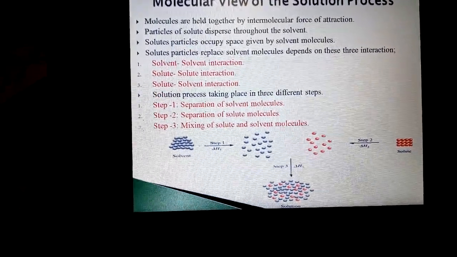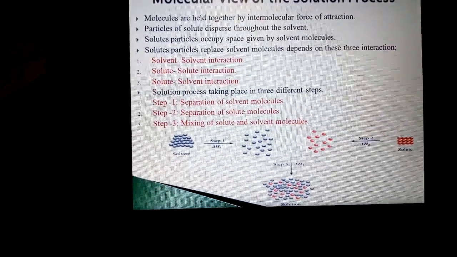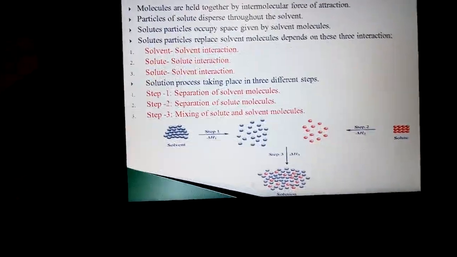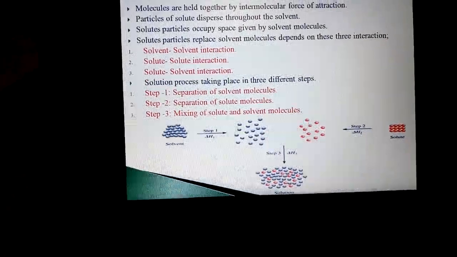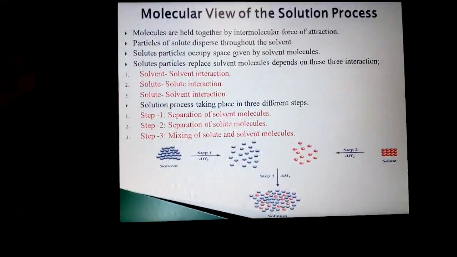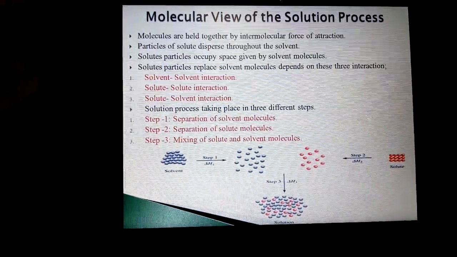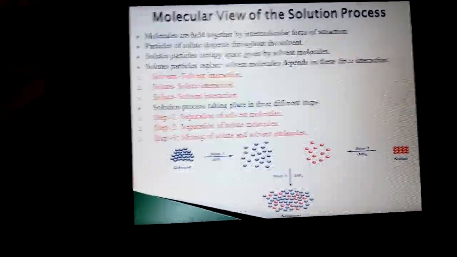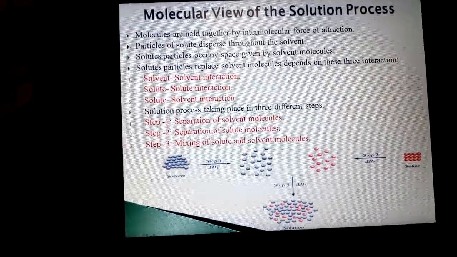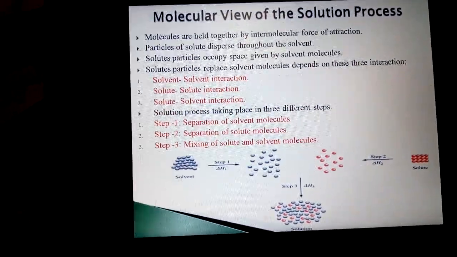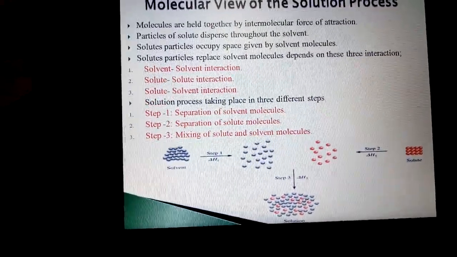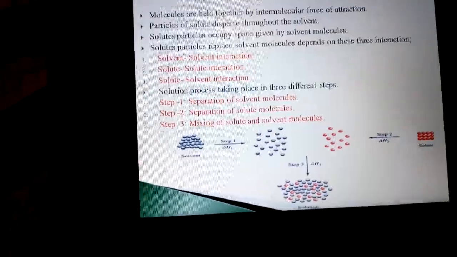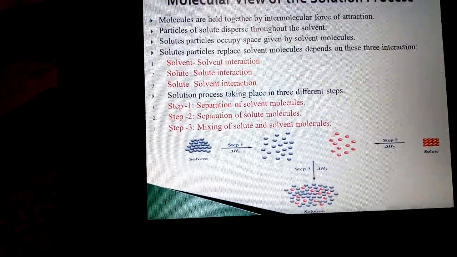Solute particles replace solvent molecules depending on these three interactions. It means a replacement of solvent molecules by solute, depending on these three interactions, which are basically solute-solute, solute-solvent, and solvent-solvent interactions. The solution process takes place in three steps.